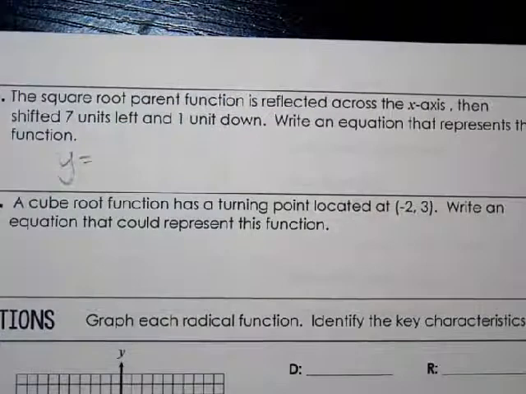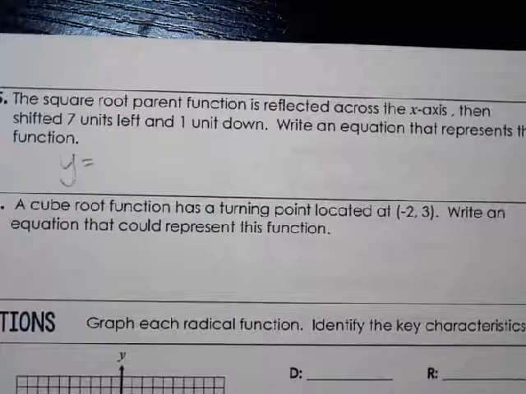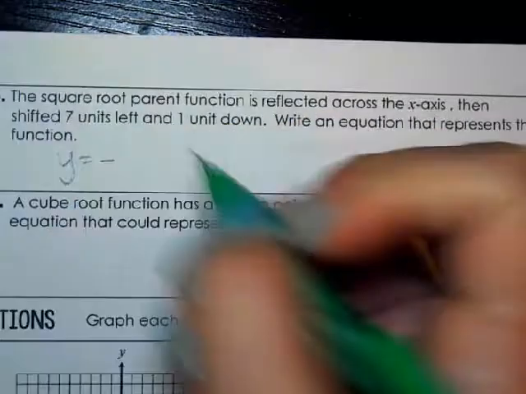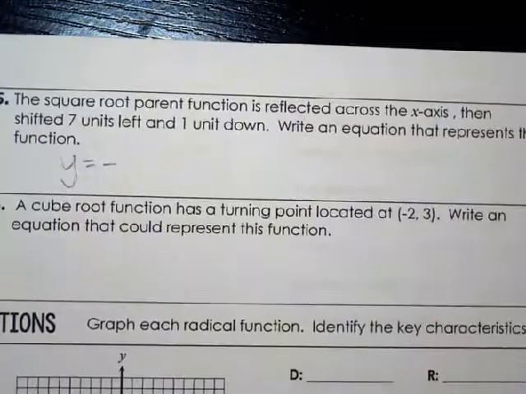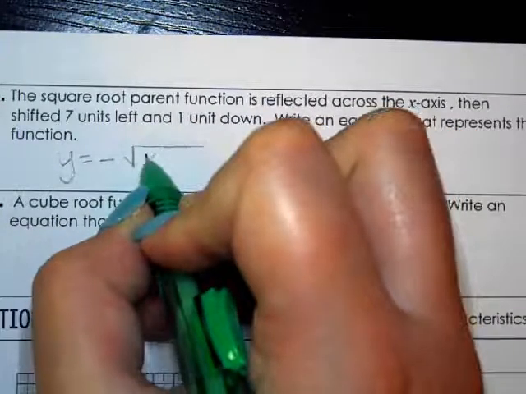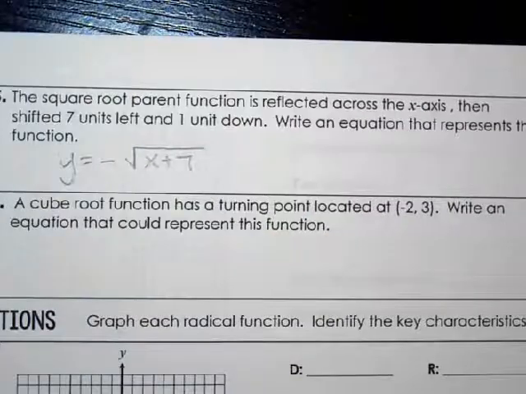Okay, so how do we write this? We do negative in the front because it says reflected over the x-axis. X plus 7 because it's the opposite of what you would think. Minus 1 on the end. Okay, do we agree with that? Okay.